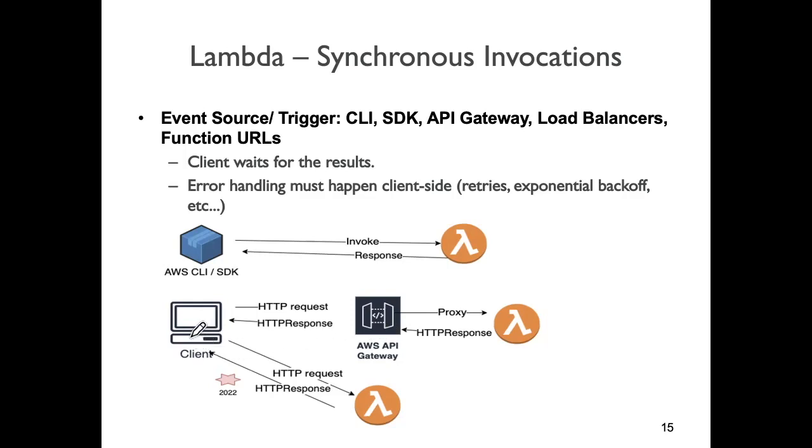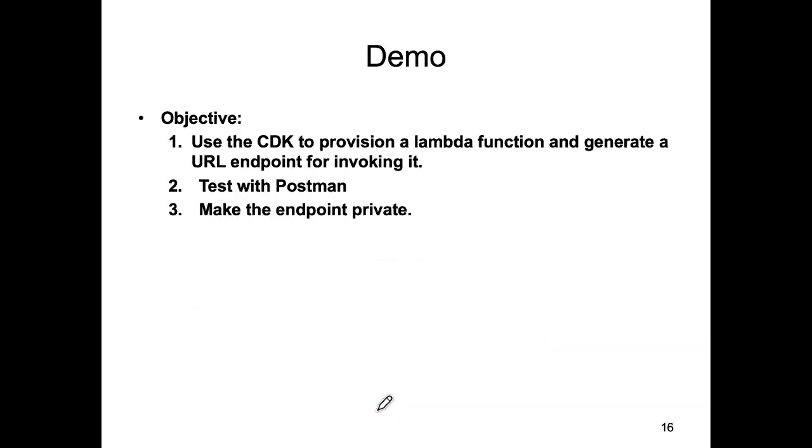You can have a web client that communicates directly with a Lambda if that Lambda function has a URL generated for it. So that's synchronous invocation. And let's see an example of that happening. In this example, I'm going to use the same CDK application that I had a moment ago, my single little Lambda, but I'm going to get the CDK to generate a URL for that Lambda, and that will allow me to invoke it from a browser or from Postman.